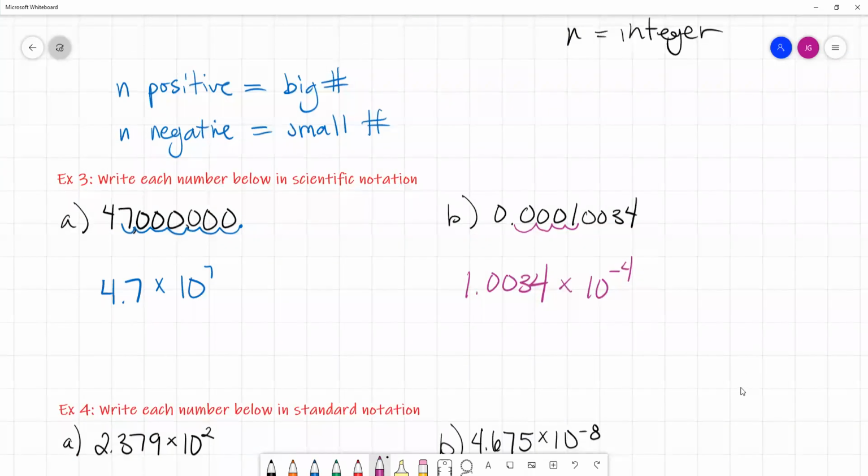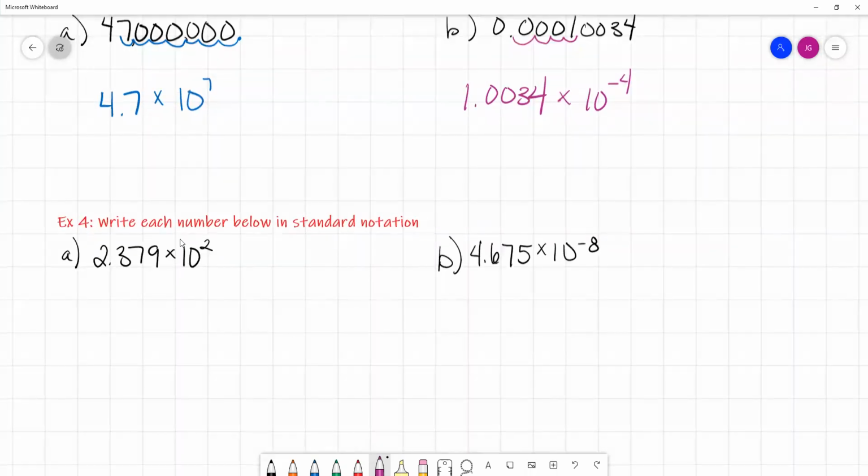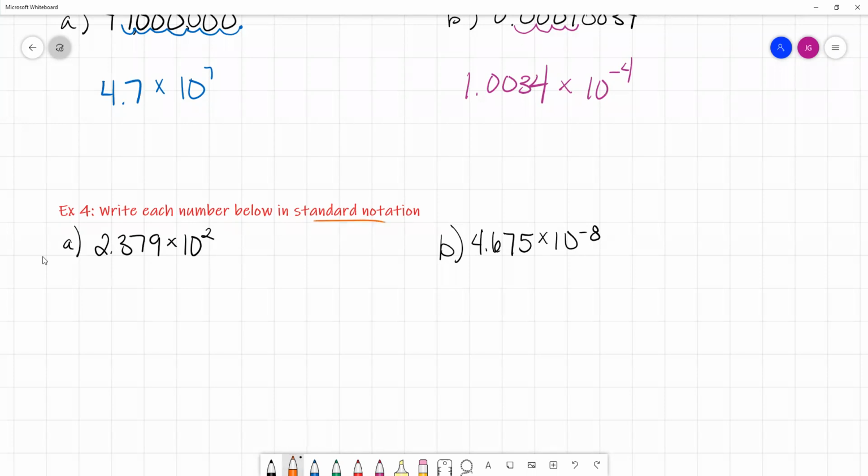Now let's go ahead and finish up by going backwards. Let's take numbers that are in scientific notation and write them in standard notation, okay? So I have 2.379 times 10 to the power of 2 for part A. I see a positive exponent, so that means I need a big number. How do I get a big number? Do I move my decimal to the left or to the right? That would be to the right. If I move this to the left, that's going to make the number smaller. So when I see a positive exponent and I'm going to standard notation, I should move my decimal over to the right that many times, okay?